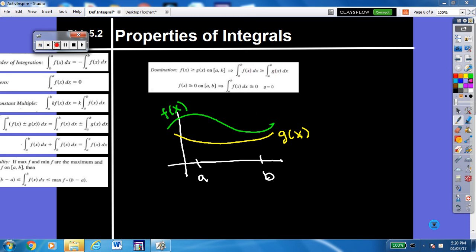So you can see here that if we were to draw the area under the curve for g of x, that's clearly less than the area if we were to find it for f of x, because f of x is larger, and that would be the whole thing here. Okay, so that's what the domination property says.